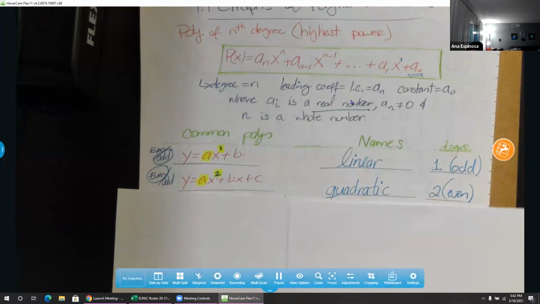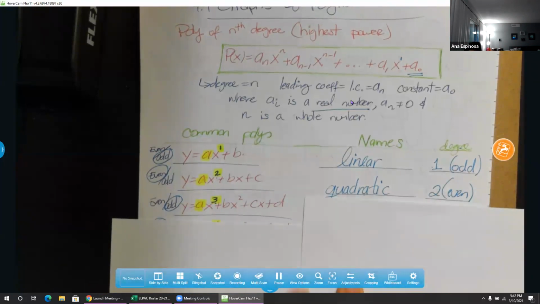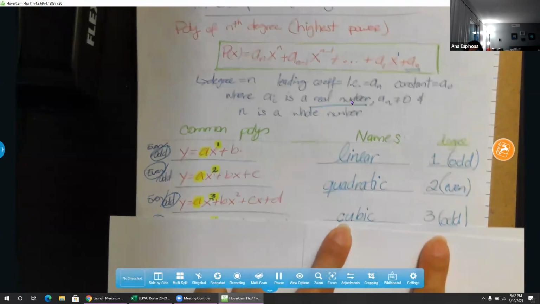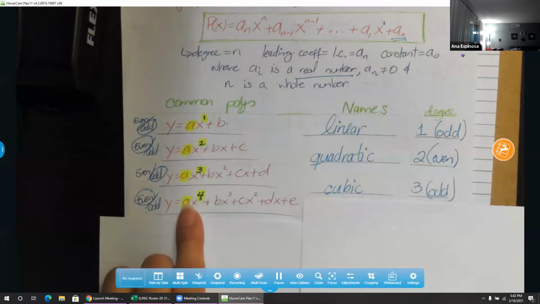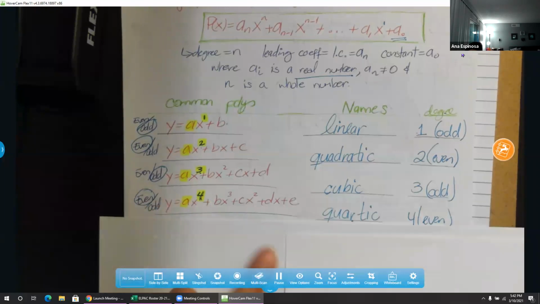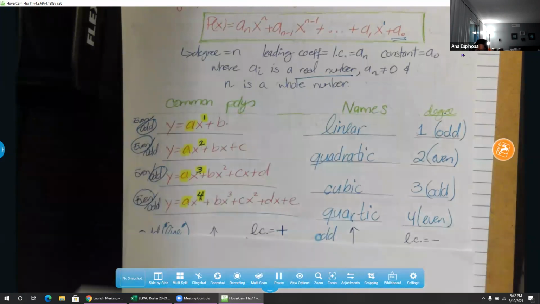All right, if the highest power is a 3, it doesn't matter what order these are, but if the highest power is a 3, obviously 3 is an odd number, it's called a cubic, and it is an odd degree. If the highest power is a 4, it is obviously even, it's called quartic, and it is an even degree. And those are all the names that you need to know.